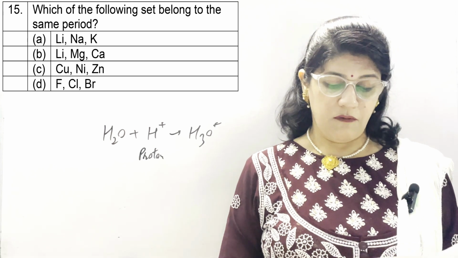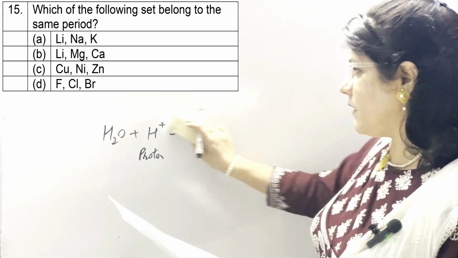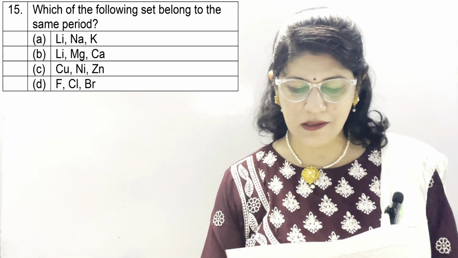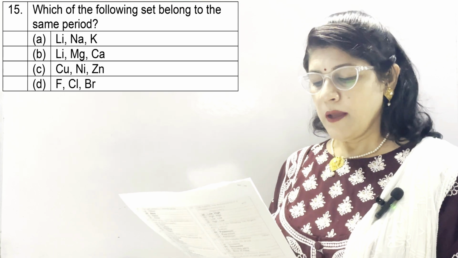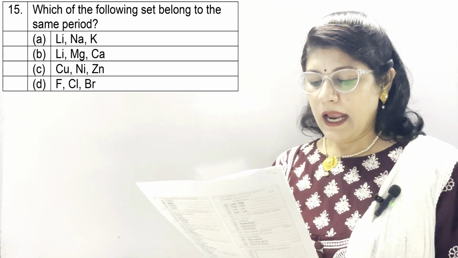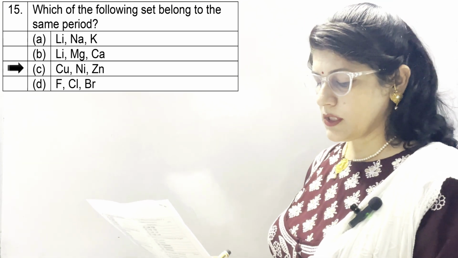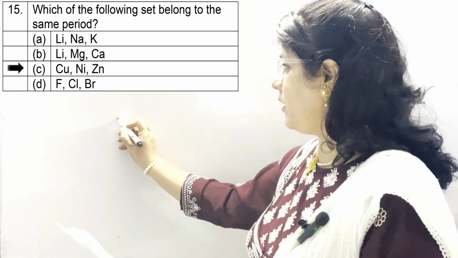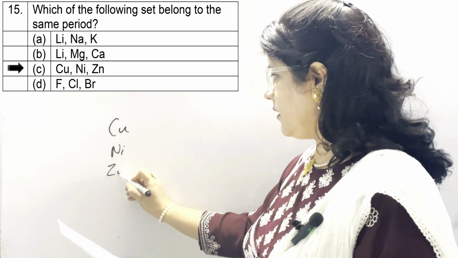MCQ number 15. Which of the following set belong to the same period? We have given set of 3 elements in each category. In A, we have given lithium, sodium and potassium. B, lithium, magnesium and calcium. C, copper, nickel and zinc. And D, fluorine, chlorine and bromine. Correct option is C because the given elements in this are copper, nickel and zinc.